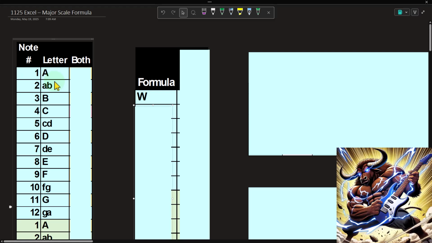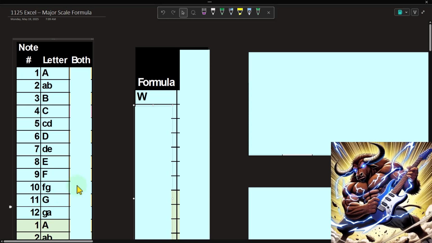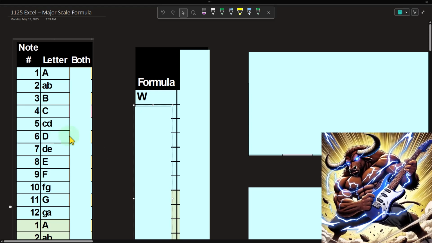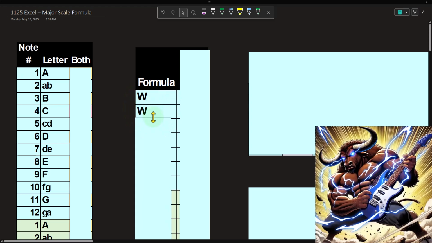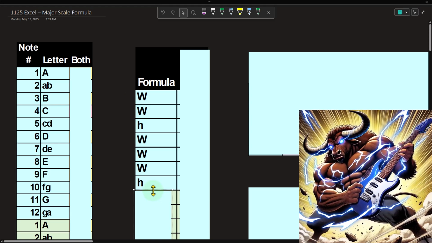So then they put in the 12 equal spacing. And if you put in the 12 equal spacing, how do we get those 7 notes with a 12 equal spacing? Well, you use the formula called whole, whole, half, whole, whole, whole, half. That's going to be our formula.